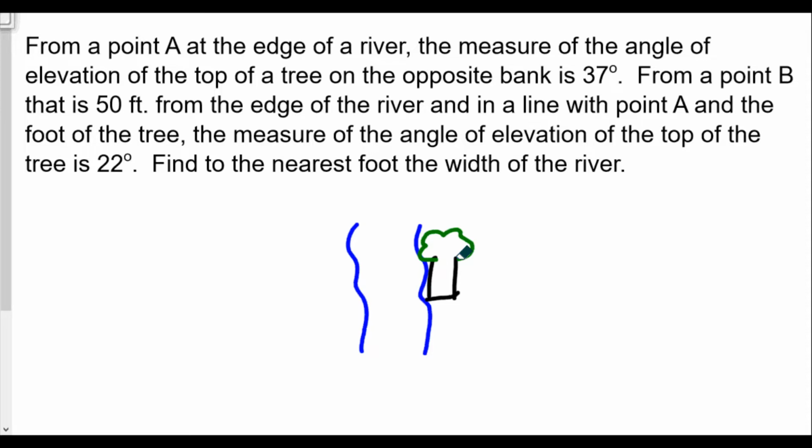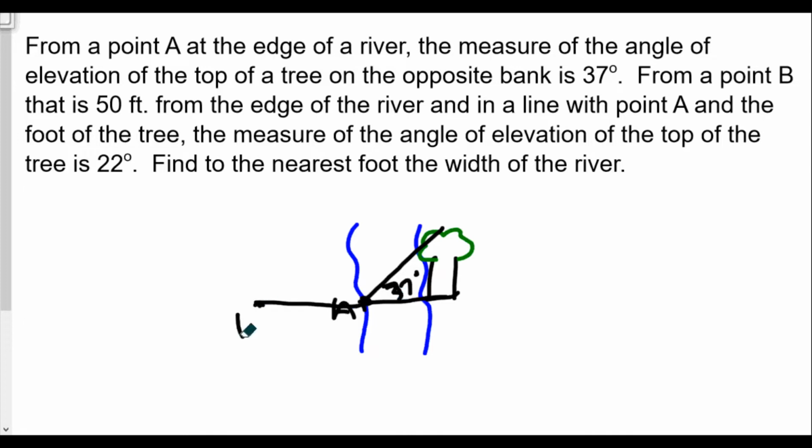And so a point, okay, here, we'll call this point A. And the angle of elevation to the top of the tree is going to be 37 degrees. Now, remember, angle of elevation is the angle formed by lifting our eyes up from looking straight forward, looking up at the top of the tree. That's our angle of elevation.